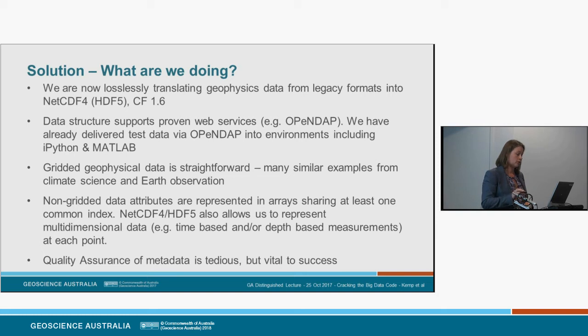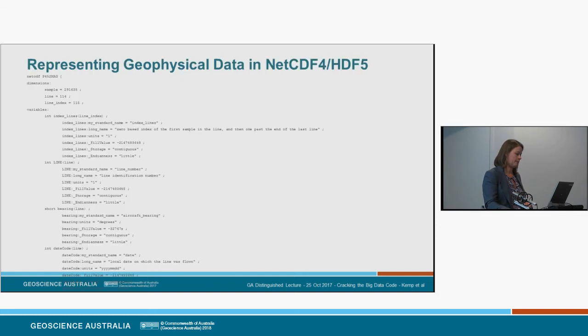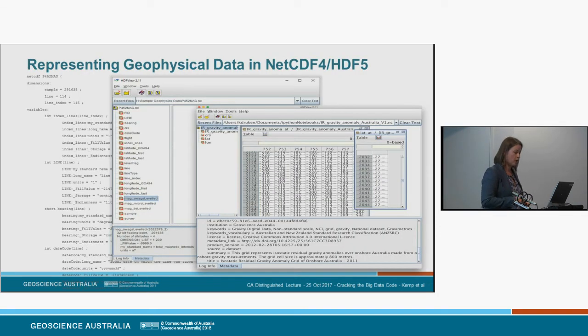But the quality assurance of the metadata was tedious but vital to success, because in order for us to get that CF compliance, we had to get the metadata into the files. And so here's an example of one of the NetCDF files. It's a gravity data set. And so you can see here, if you can zoom in, that there's the traditional channels that we're used to seeing. Actually, this is MAG. The channels that we're used to seeing inside of a magnetic Intrepid database, which is the traditional way that us geophysicists would process the data.